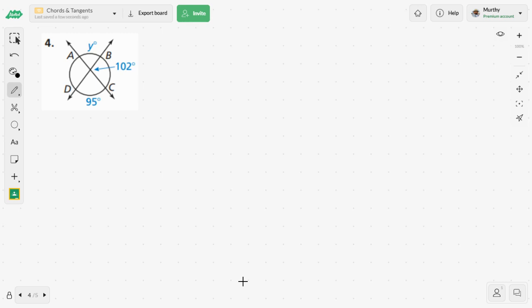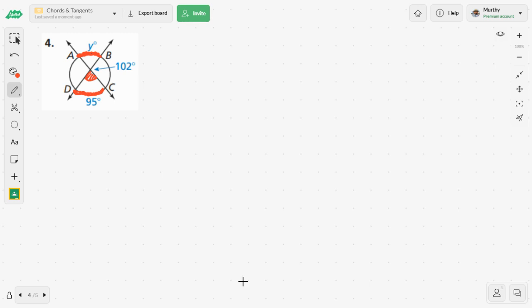So let me take another example. So angles inside the circle theorem. Here, please notice that you are asked to find the value of y. This one is a little complicated. You know, here y is given and here 95 degrees are given, right? And that is connected to this angle.